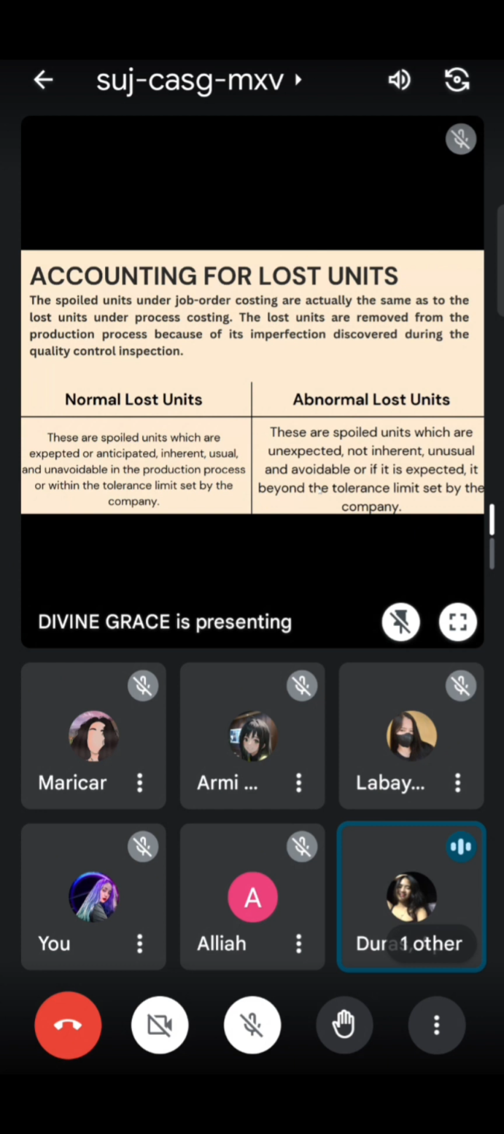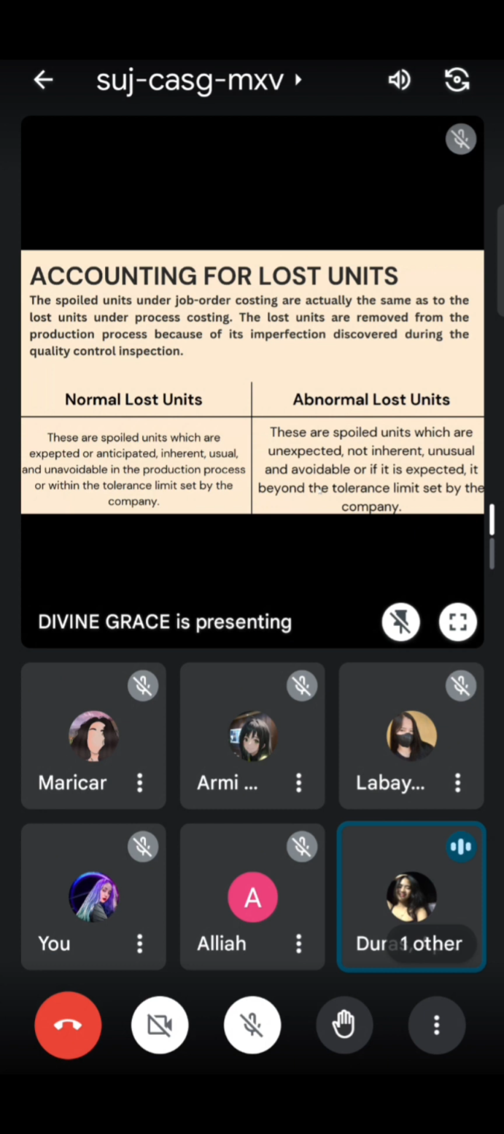There are two types of accounting for lost units. Number one is normal lost units and the abnormal lost units. In normal lost units, these are spoiled units which are expected or anticipated, inherent, usual, and unavoidable in the production process or within the tolerance limit set by the company. These losses can occur due to various factors like shrinkage, breakage, or spoilage, and they are considered part of regular business activity. By estimating and factoring in these losses, companies can better manage their inventory, production, and financial reporting to reflect a more accurate picture of their operations and costs.